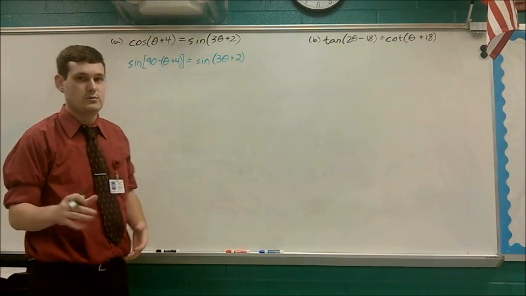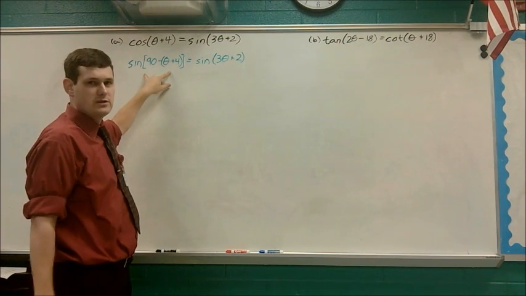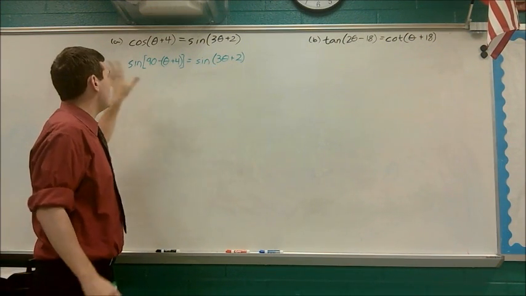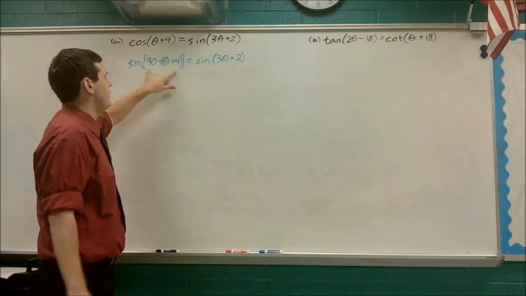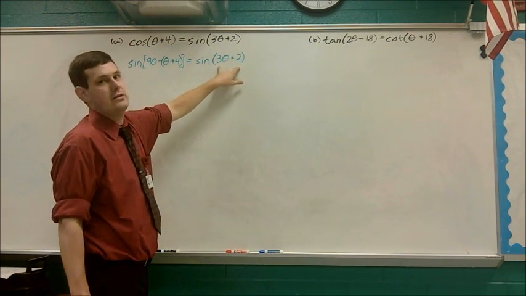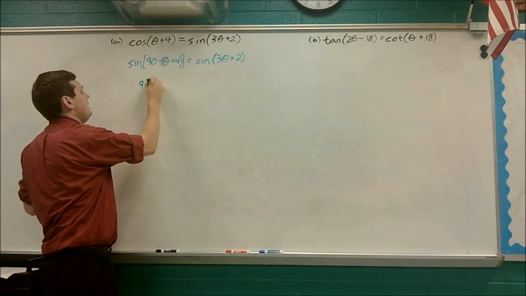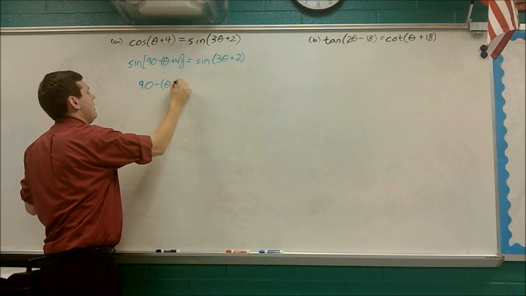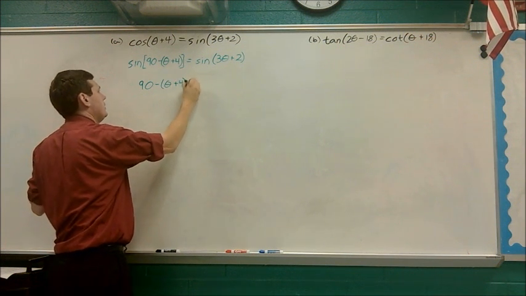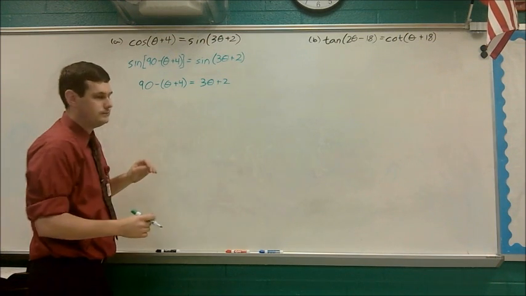Now, in these cases, we're only dealing with acute angles. That's going to be a given. So we know it's in the first quadrant. So we know that the only way possible that the sine of this equals the sine of this is if they're equal to each other. So that means 90 minus (theta plus 4) equals 3 theta plus 2.